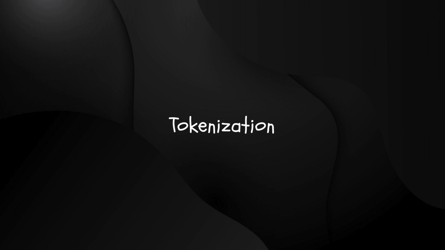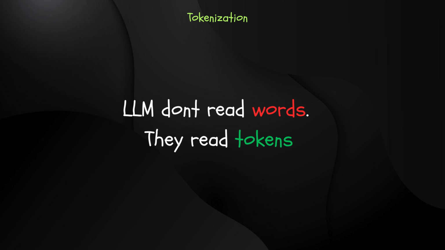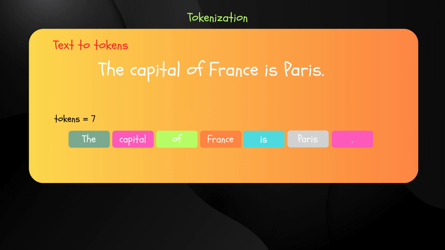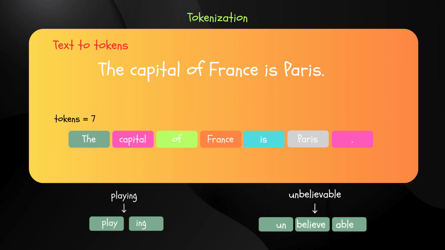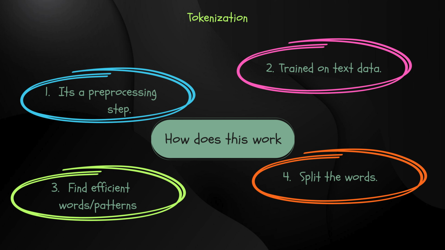The first thing to understand is that large language models do not read words. They read tokens. A token is simply a chunk of text. Sometimes it's a whole word. Sometimes it's part of a word. Sometimes it's punctuation. And sometimes it's even a space.